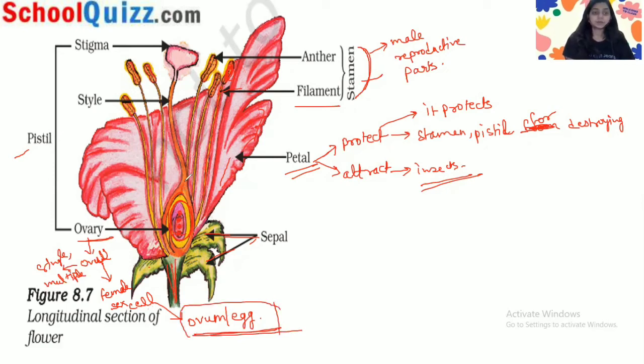And from the ovary there is this tube-type line, which is called the style. At the top there is a stigma, and the stigma is sticky. The whole three parts, the ovary, the style, and the stigma, are called the pistil. And pistil is the female reproductive part of the plant.